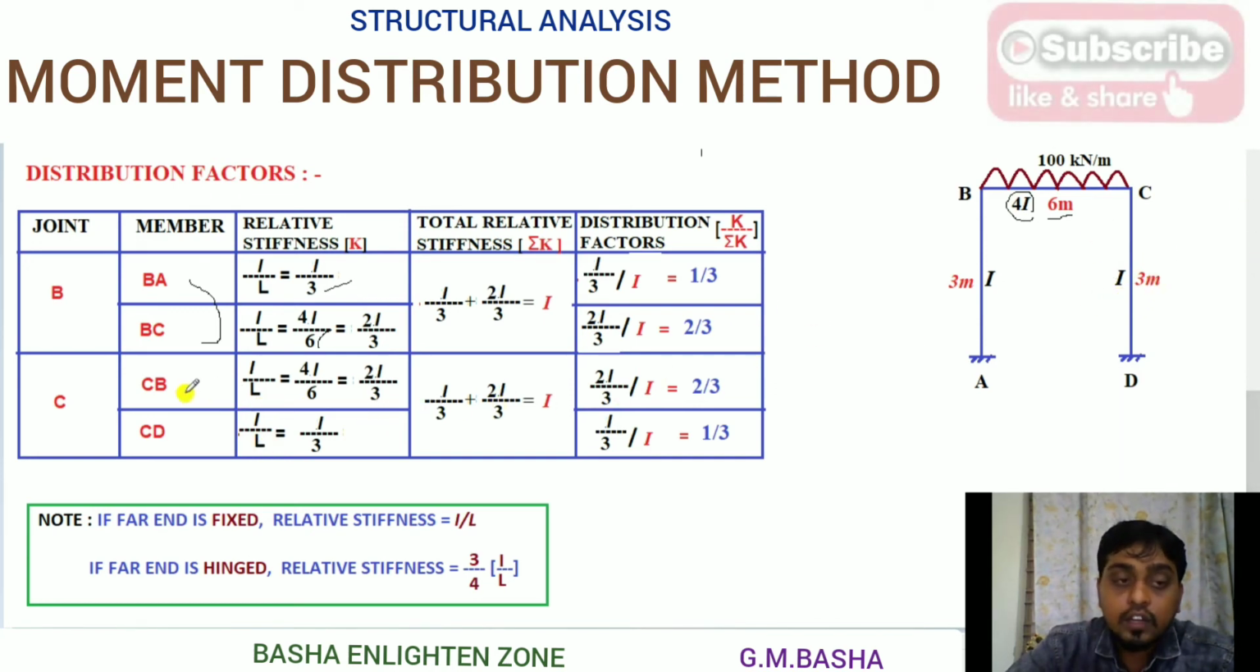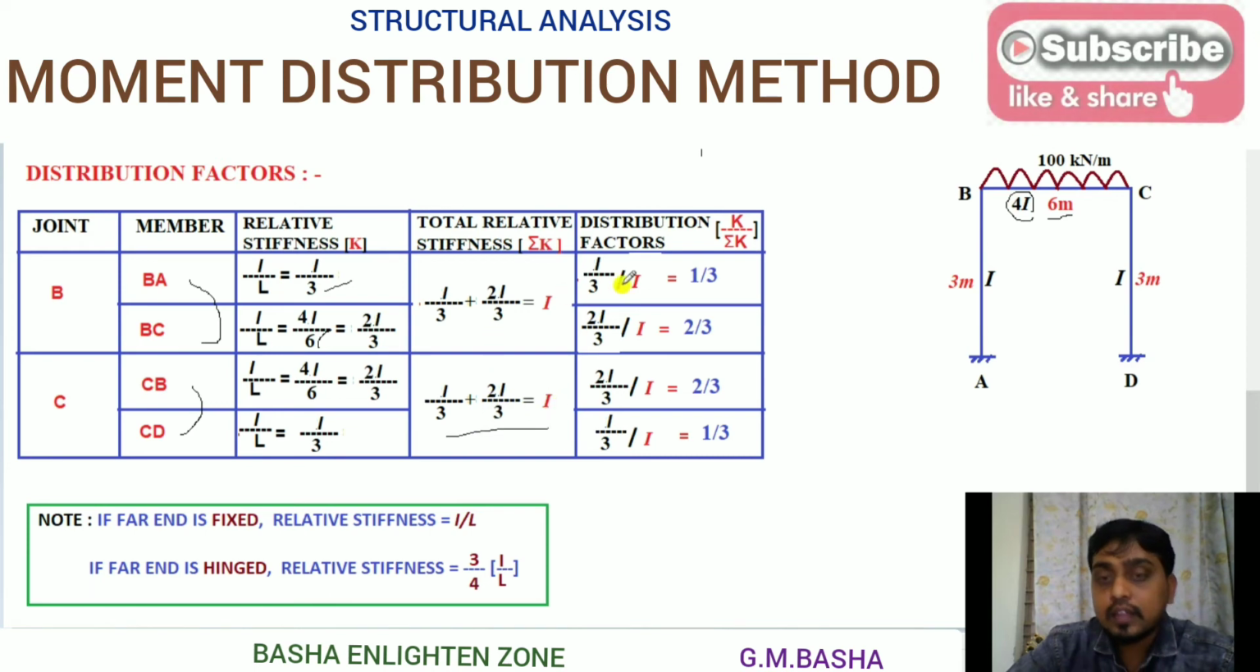Then after that, total relative stiffness. So add these two values, CB plus CD. Then you will get directly this value I. Then distribution factor. Already you know the formula, K by sigma K. So while talking about the BA distribution factor, take this K value and this sigma K value.